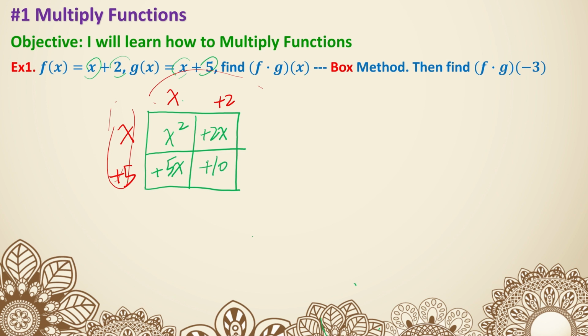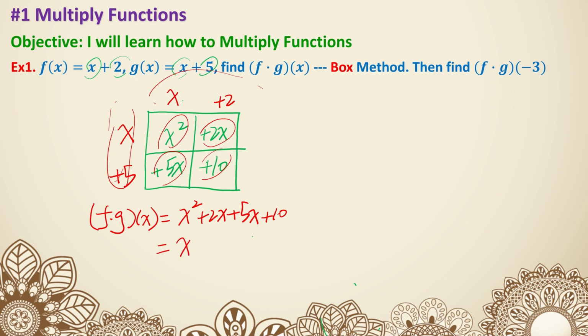So now we can actually start writing the answer. F times g of x is going to be, we'll just copy down all the terms that we got from the box. X squared plus 2x plus 5x plus 10. Then, of course, we still need to combine like terms. X squared plus 7x plus 10. There you go. And then we calculate f times g of negative 3.